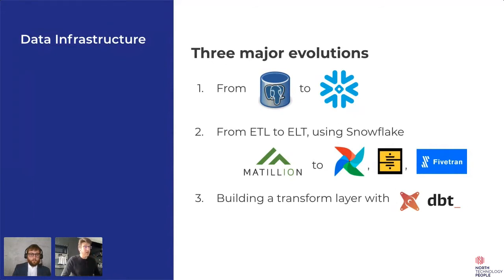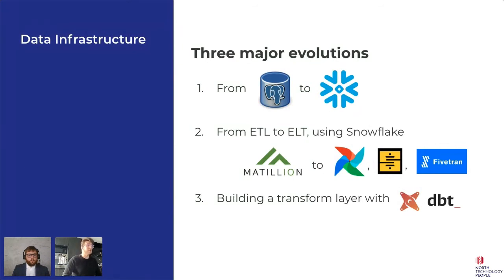The second major evolution was from ETL to ELT, which really was unlocked with the explosion in the data industry, with the rise of data warehouses like Snowflake and Redshift, and then the accompanying pieces like Stitch and Fivetran. So moving from an ETL paradigm where the data engineers owned a lot of the data modeling and transformations to one where all of those transformations are happening in the warehouse was a really pivotal shift for the company.